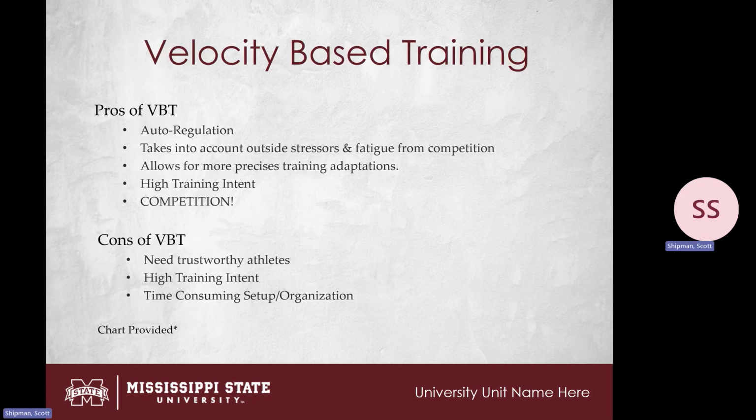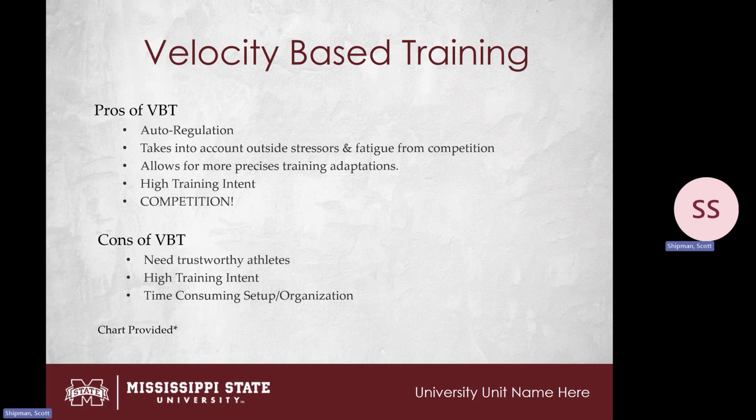Velocity-based training. I know the baseball weight room and others both utilize Vitruve. I've started using velocity-based training a lot for several reasons, and I'll go over the pros and cons of each. Number one pro is that it allows us to auto-regulate. Auto-regulate means we are able to adjust the training session, the training numbers, the variables of intensity, volume, and frequency based off the speed the bar moves that day.